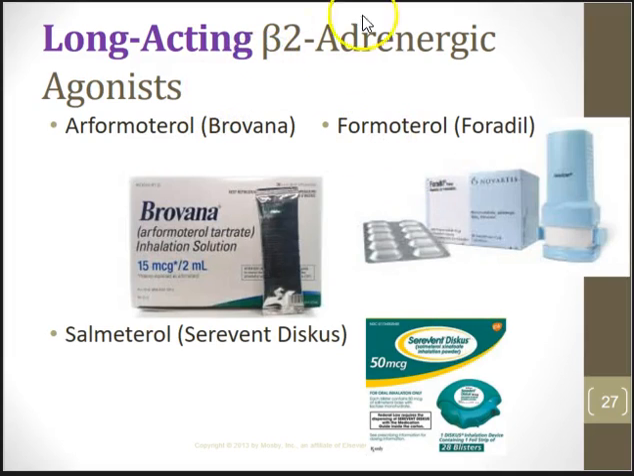Now your long-acting beta agonists include formoterol, which is here on the right, and then arformoterol. Formoterol is Foradil, and arformoterol is Brovana. We have an inhaler for the formoterol, and the arformoterol is a nebulizer solution.